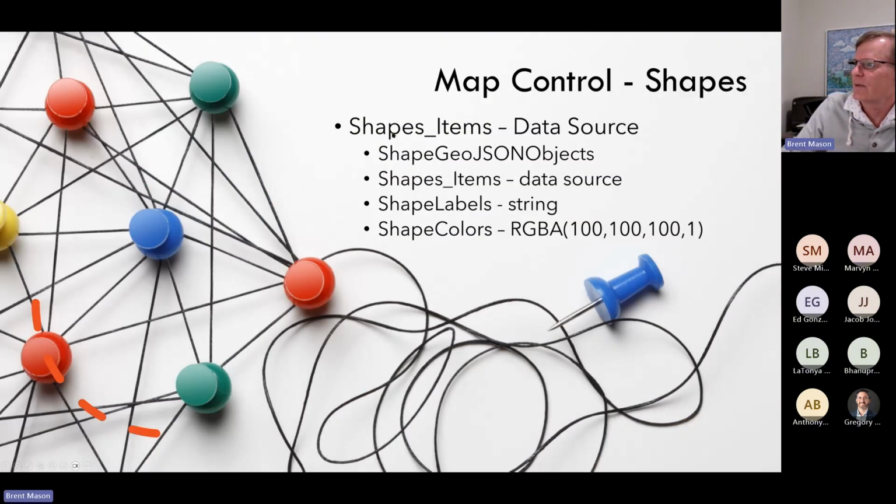All right, and we talked about a few things, right? So shapes items is pointing to the data source for your collection. Shapes GeoJSON objects contains the actual GeoJSON data. Shapes items is your data source again. Shape labels is a string, and shape colors is your RGBA, which is the way that Power Apps represents colors.